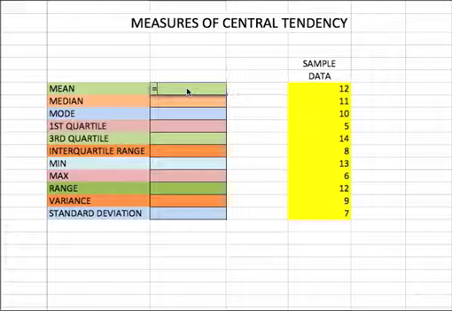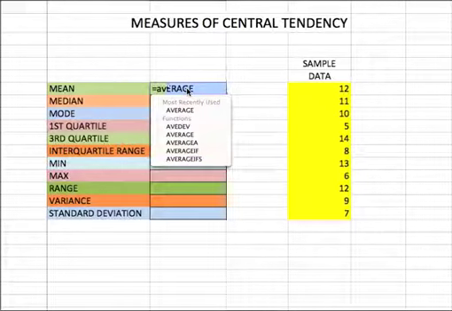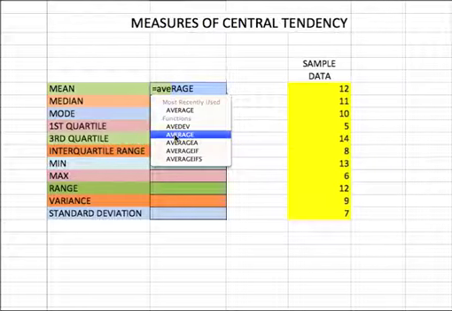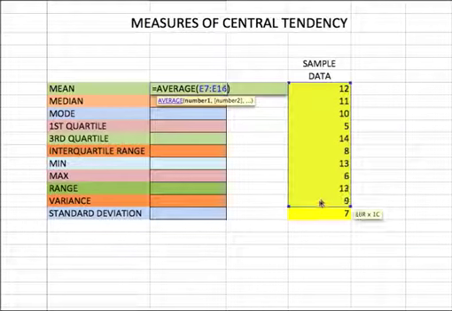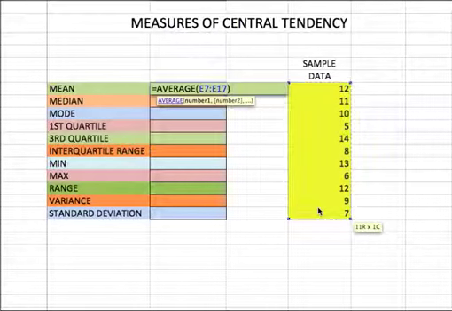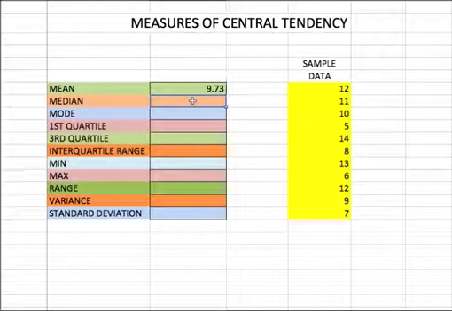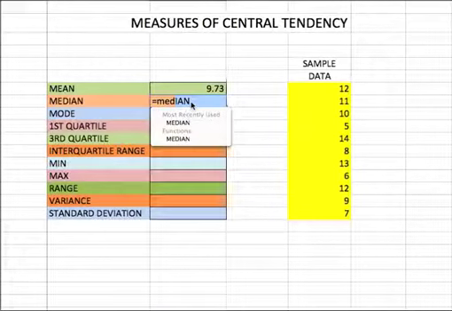In order to have Excel do that, we will type equal, and then we will start typing the word average. A drop-down menu will appear, and one of the choices we'll have is average. We'll click on that, and then highlight our data, and hit enter, and the average will appear next to the mean. Next is the median, which is the number in the middle.